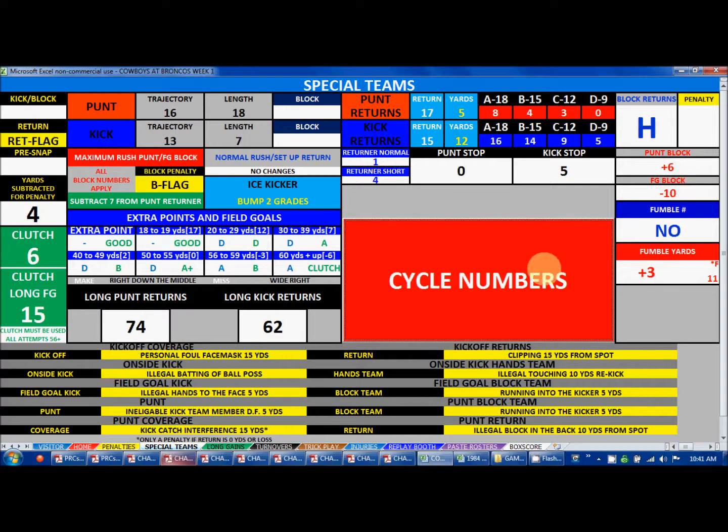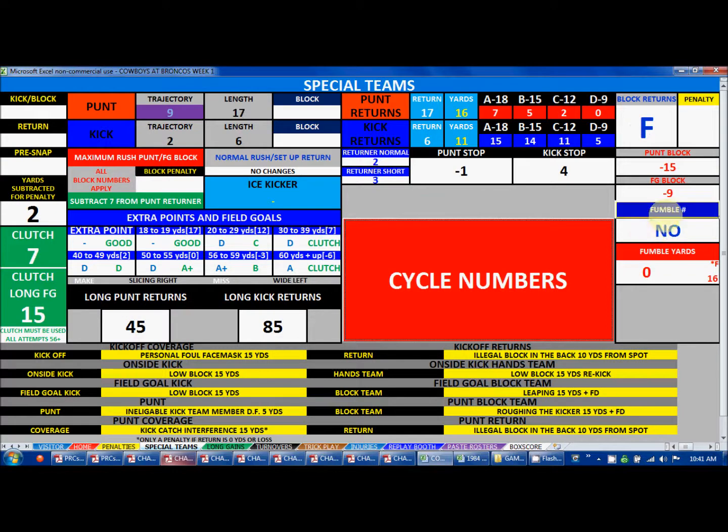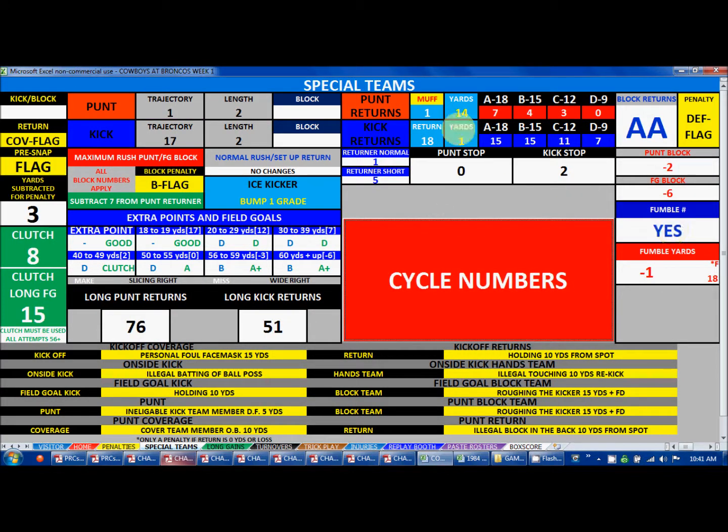This tells you how far a field goal goes, either forwards or backwards. Field goal's tipped, it still may go through the uprights. If fumble pops up here, this tells you if it happens. So there we go, muff, yes, how many yards back, and then you would go through the procedure from there to determine who recovered the ball, etc.